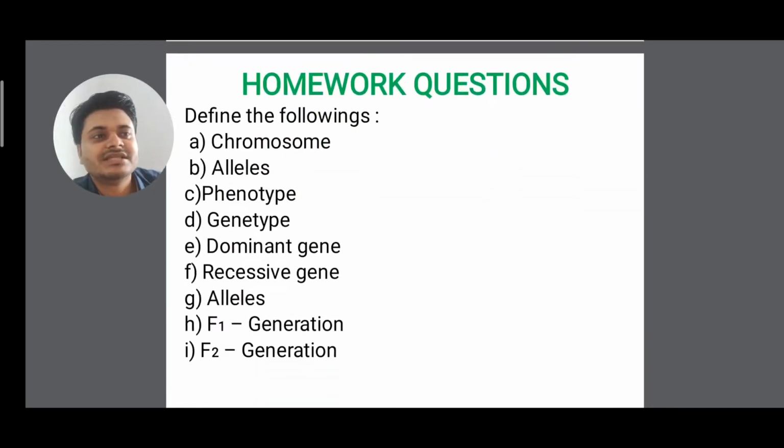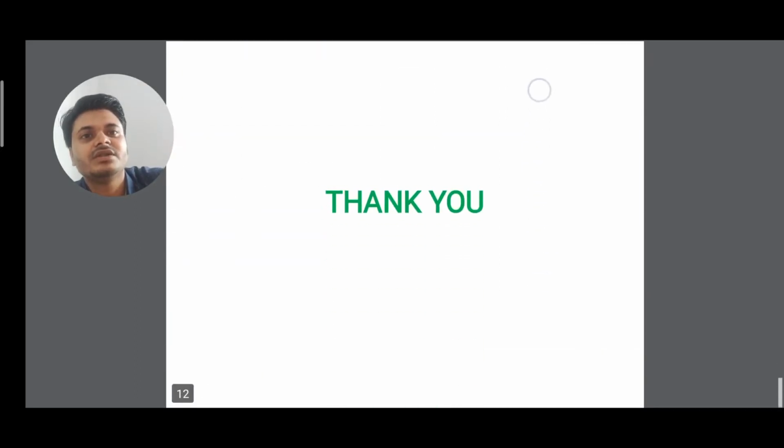So, my dear students, these are the homework questions. First is define the following. You have to define chromosome, alleles, phenotype, genotype, dominant gene, recessive gene, F1 generation, F2 generation. So these all you will memorize and write down in your copy.